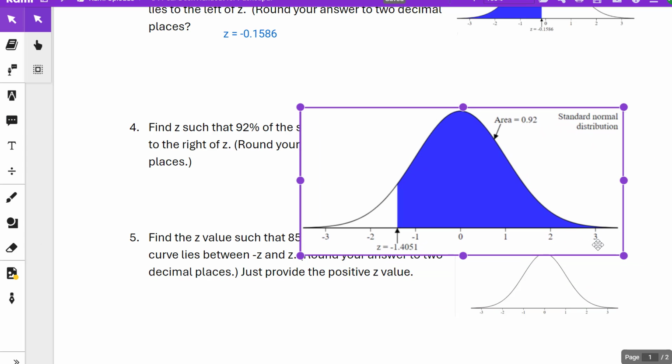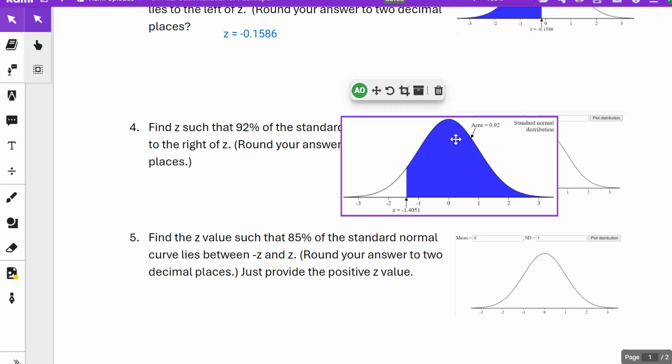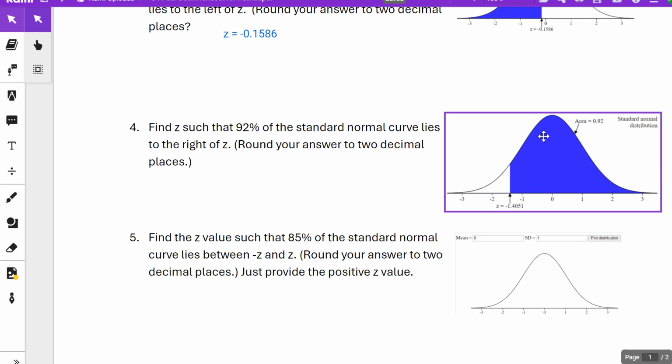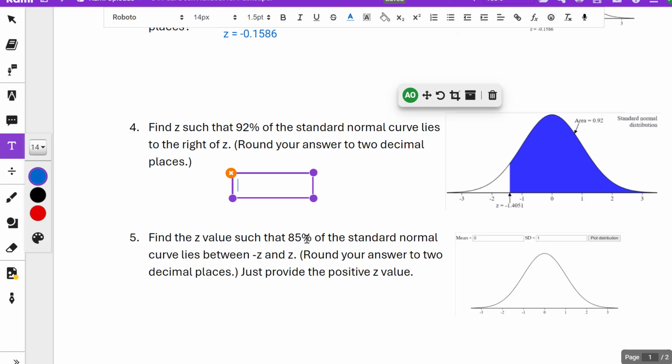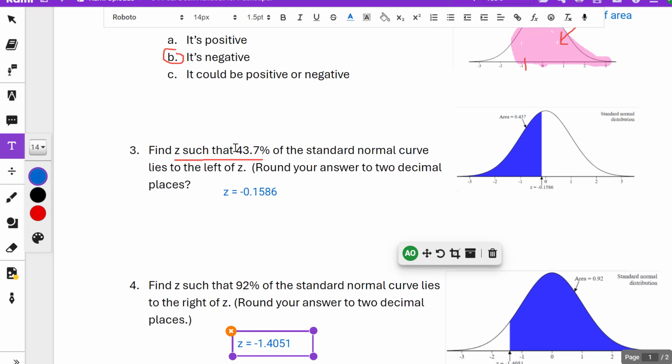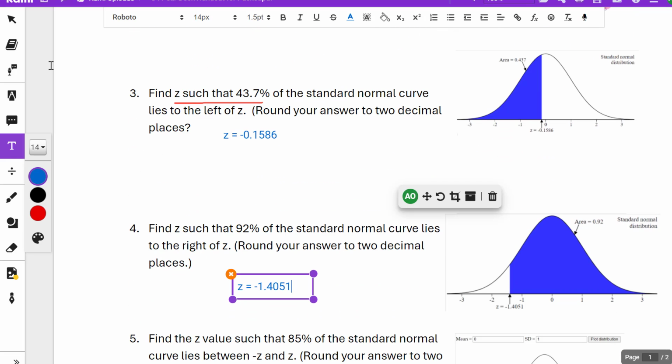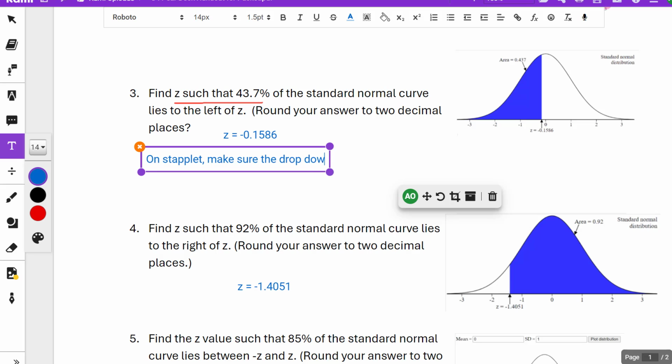So let me put that up. Let me size it down a little bit. Probably still needs to come down. Huh, that'll work. And so we have Z equals negative 1.4051. So let's make a note that when you're doing these first on the stapplet, so there's the answer. On stapplet, let's make some stapplet notes. Make sure the drop down is on calculate value. All right. And then it's pretty straightforward.